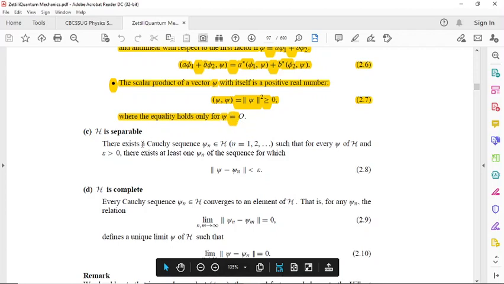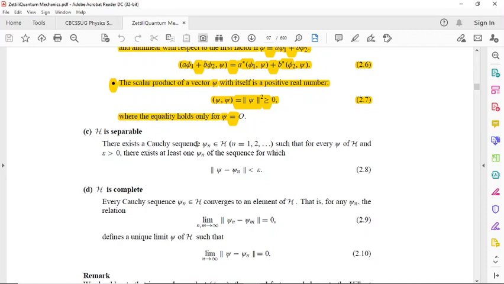Then H is separable. There exists a Cauchy sequence psi n belonging to Hilbert space. That means there are n number of psi vectors such that for every psi of H, that is every psi of the Hilbert space, and a positive number epsilon greater than 0, there exists at least one psi n of the sequence for which the norm of psi minus psi n is less than epsilon. That means we can separate the vectors.